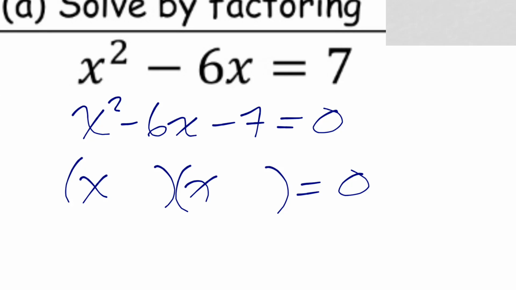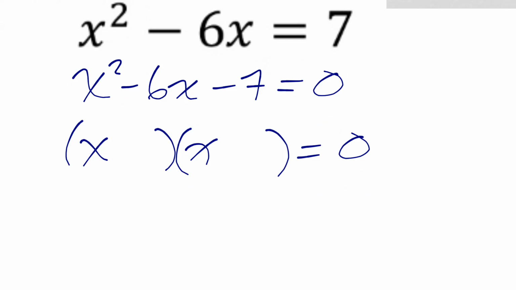X something, x something. We need to figure out what those somethings are. Well, what do we want? We want two numbers, let's call them A and B. We want A times B to equal -7. We want them to multiply to give us -7. And we want A plus B to add and give us -6. So can you do that in your head? What two numbers multiply to -7 and add to -6?